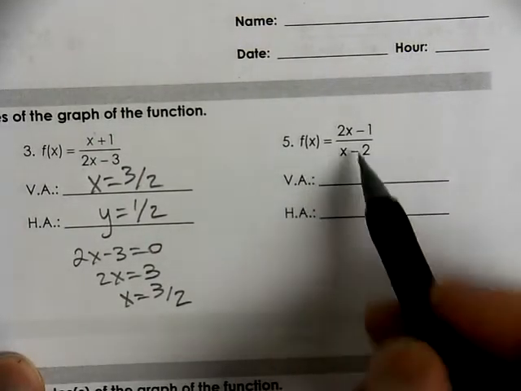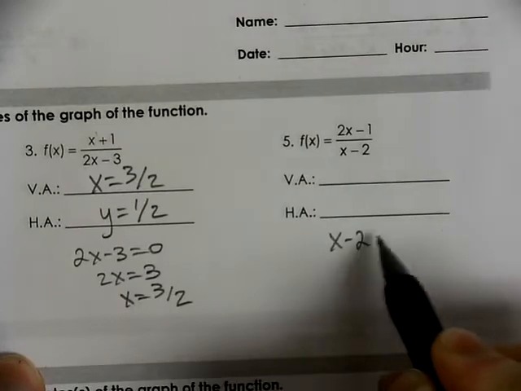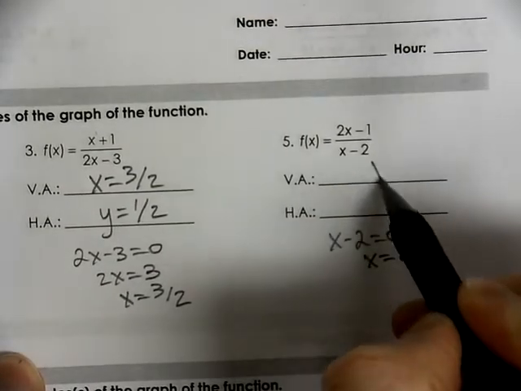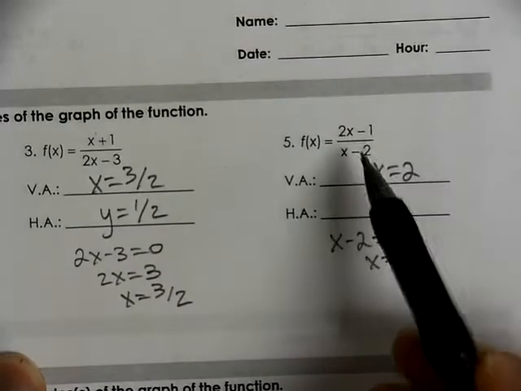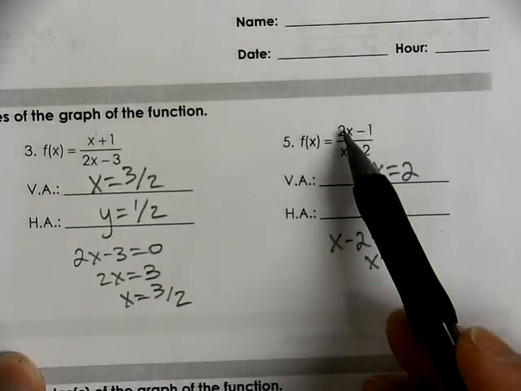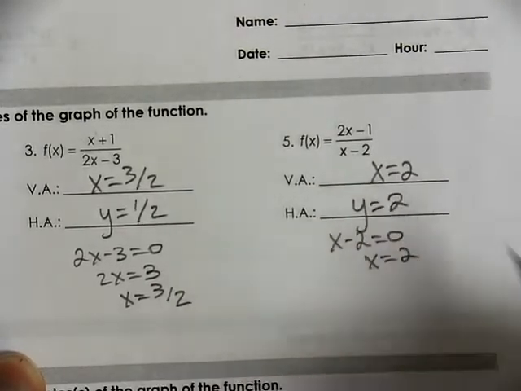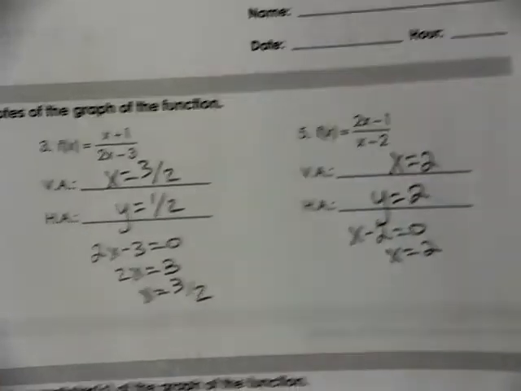Here we're going to look for the vertical asymptote. You set the denominator to 0. The degrees are the same, so you use the leading coefficients. So it's 2 over 1, so we call that y equals 2.